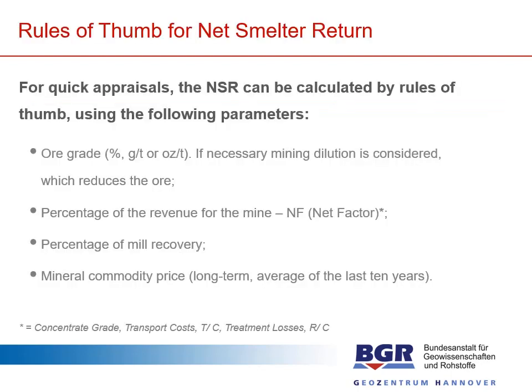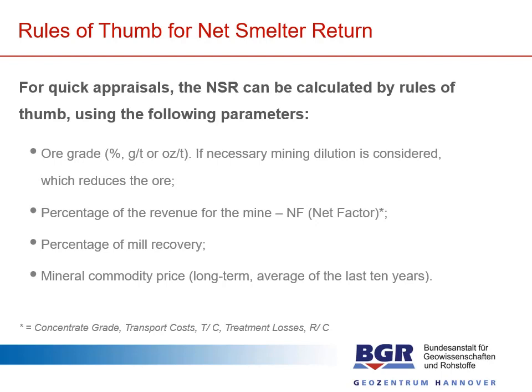For the calculation of the net smelter return, you can also use a rule of thumb that can be used for a quick appraisal. The net smelter return can then be calculated as follows: the ore grade in percent, grams per ton or ounces per ton. You can include, if necessary, mining dilution, which would reduce the ore grade. And then you can apply a percentage of the revenue for the mine as a net factor. You have to include the percentage of mill recovery and the mineral commodity price on a long term, let's say 10 years or probably 5 years are enough average.